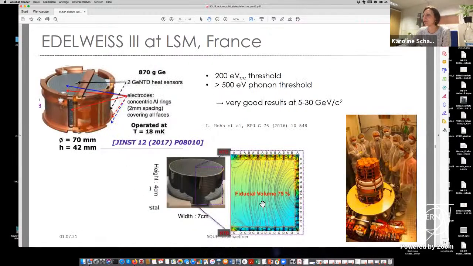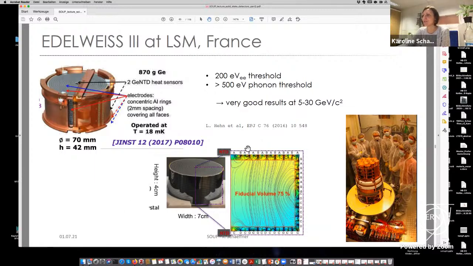Here I also show you why they do this with this electrode. In the end, yeah, it's good for measuring, of course, the ionization signal, but also with that kind of arrangement they have here for these detectors, you can do some kind of fiducialization. So you can, in this way, at least discriminate to a certain level surface events, like alpha and beta or similar stuff. And yeah, here you see this would be something like a fiducial volume of 75%.